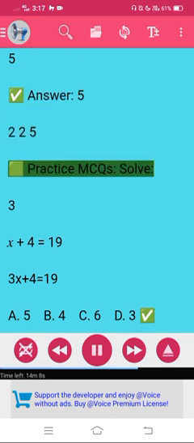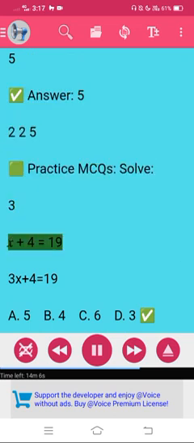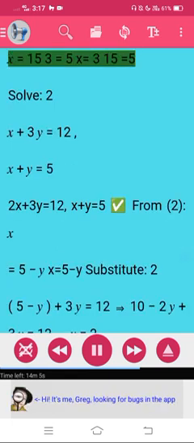Practice MCQs. Solve 3x plus 4 equals 19. Options: A 5, B 4, C 6. The answer is A. x equals 15/3 equals 5.